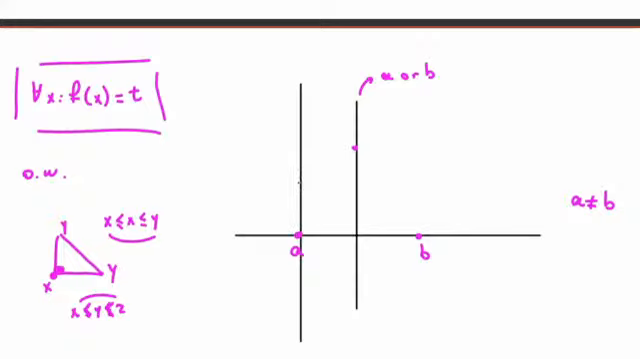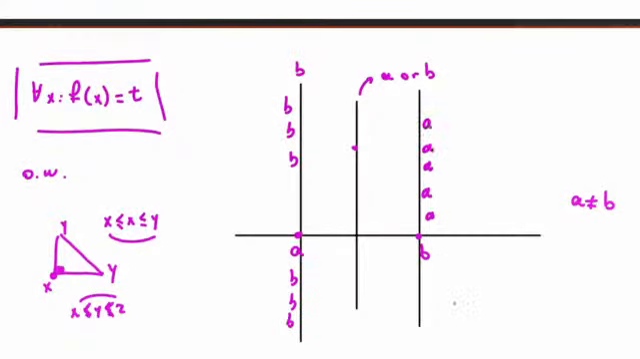So all things on this line should be b. Okay, all of them should be b. And if you consider also this line, all here should be b because of this a, b. And for this b, all things here should be a. Okay.